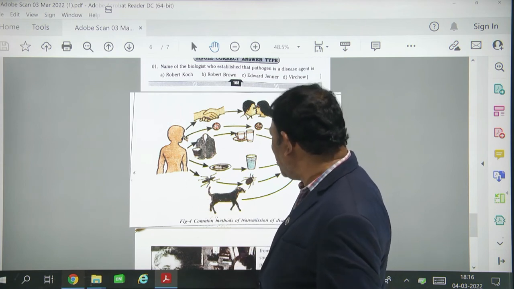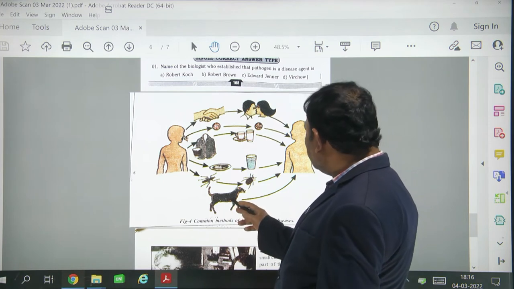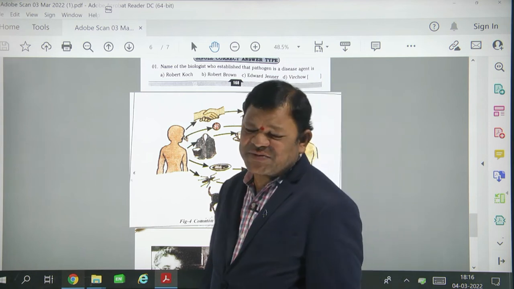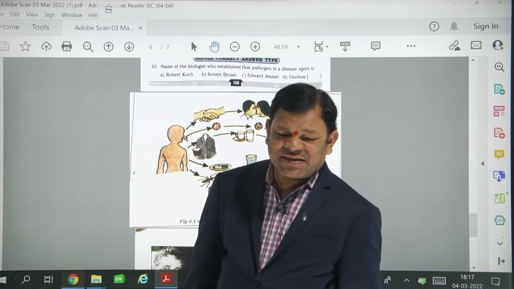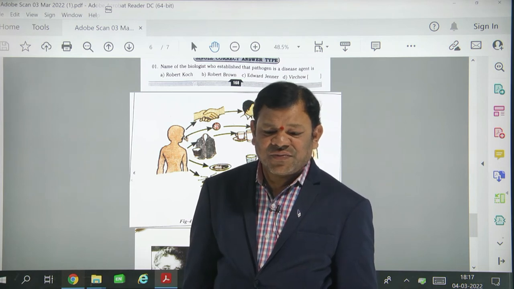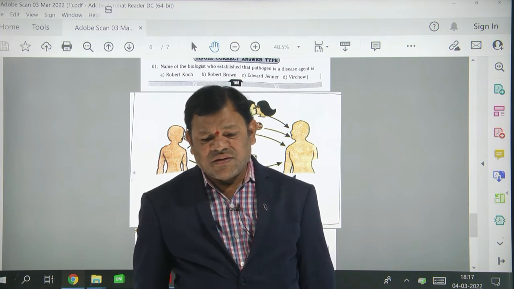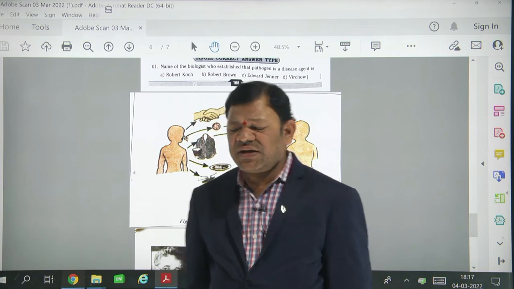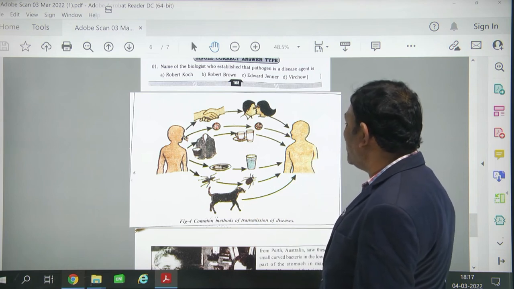So here is the diagram of common methods of transmission of diseases. Some diseases spread through dogs. Which disease spreads through dogs? Do you know rabies? Rabies disease is spread from the dog to the human being.